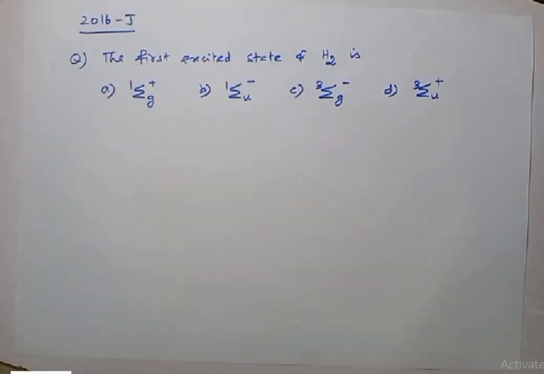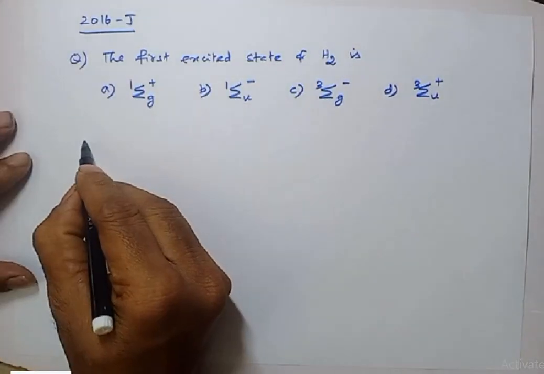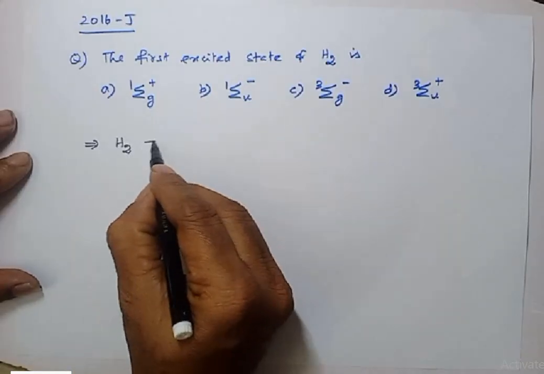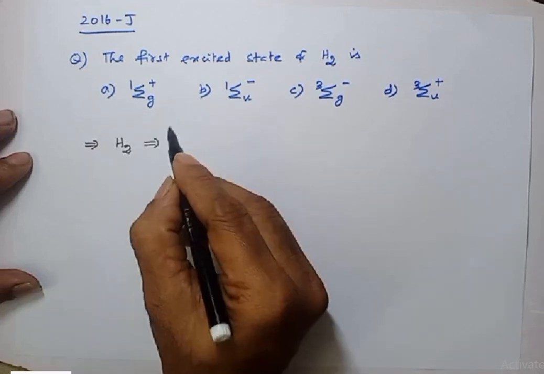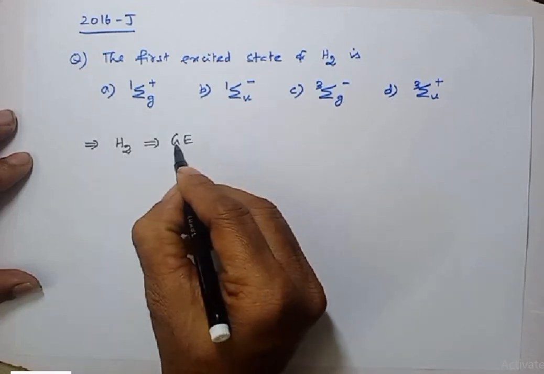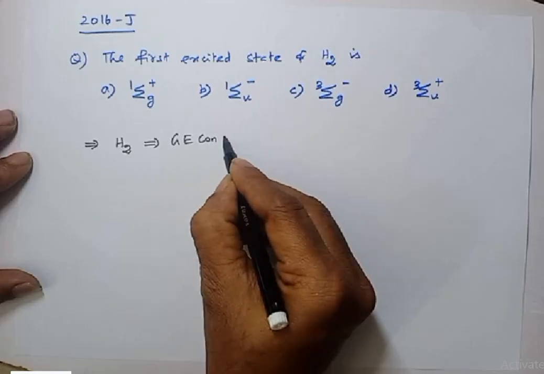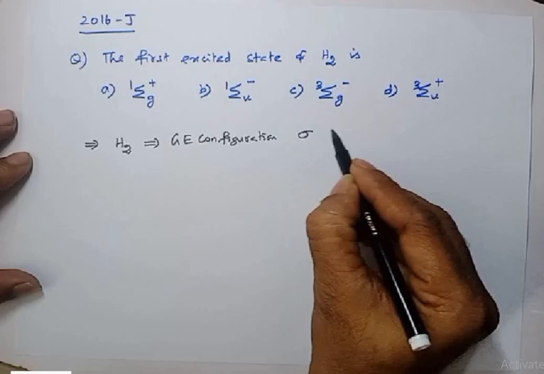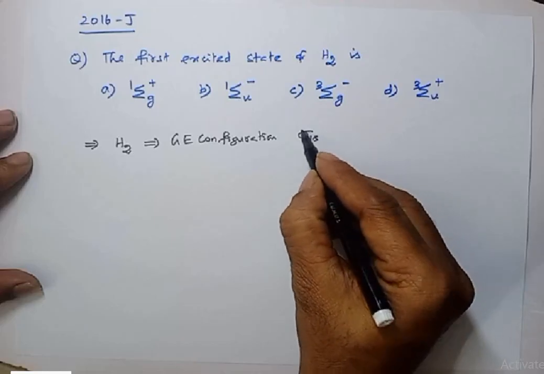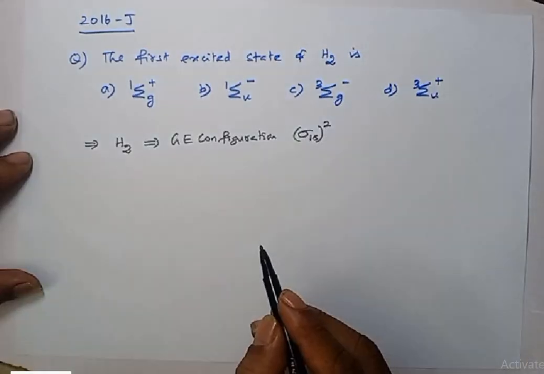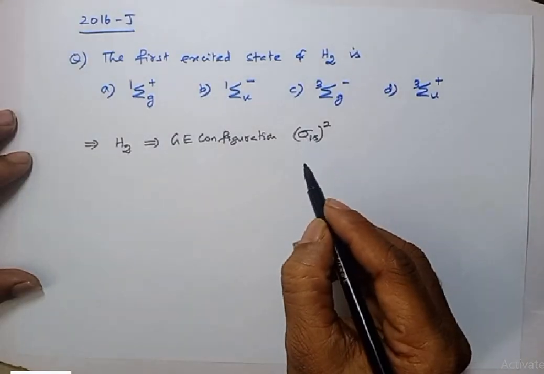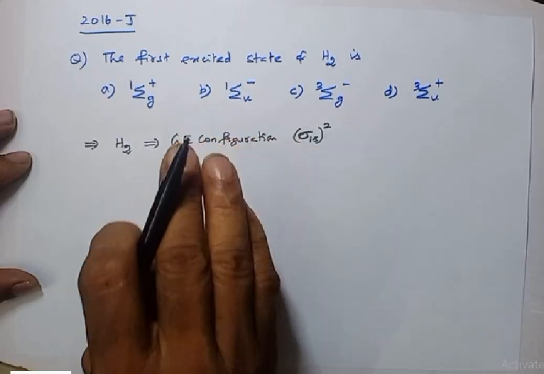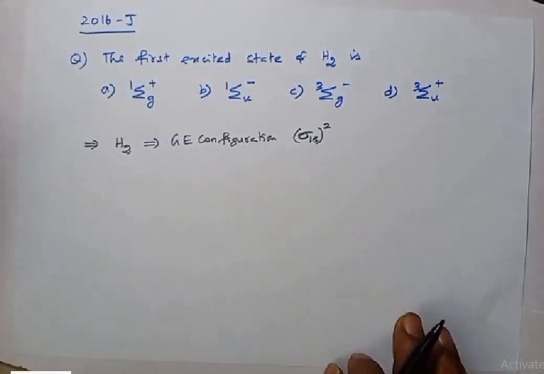For hydrogen molecule, the ground electronic configuration. First I'll write the ground electronic configuration. It is nothing but sigma 1s 2. Okay, this is actually a gerade orbital. Sigma bonding is a gerade orbital. So this is the ground electronic configuration of hydrogen molecule.